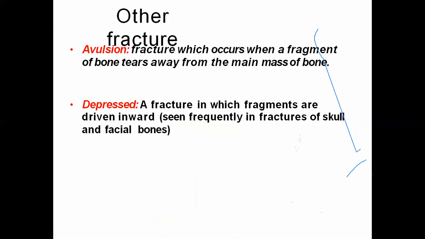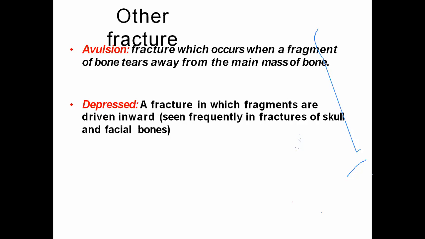Now coming to the other types of fracture: avulsion and depressed. Avulsion fractures occur when a fragment of the bone tears away from the main mass of the bone. That is known as an avulsion fracture. Coming to depressed fractures, a fracture in which fragments are driven inward, seen most frequently in fractures of the skull and facial bones.